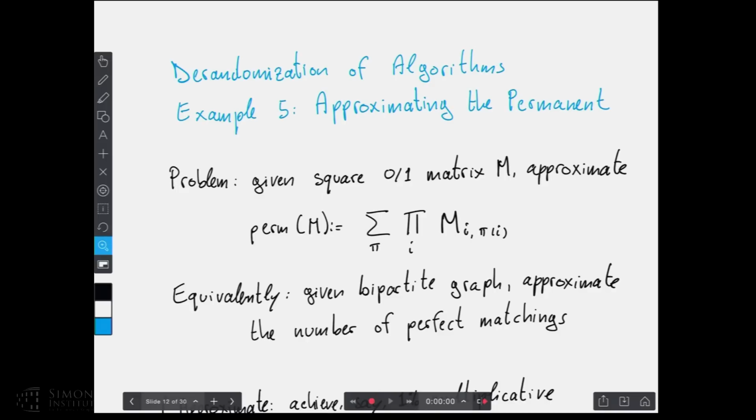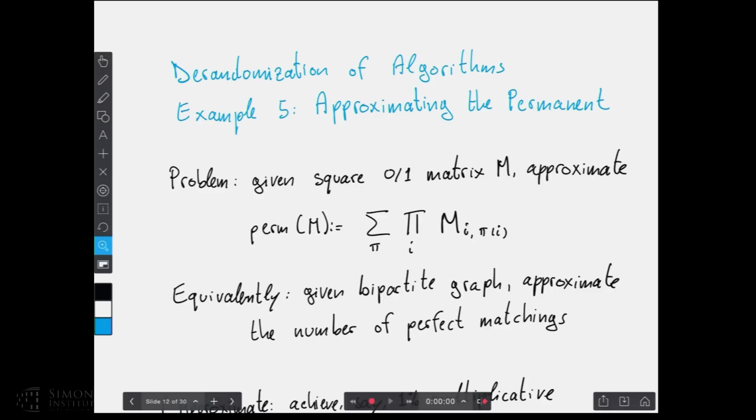Here's another problem of a somewhat different nature. It has 2 equivalent formulations. Maybe you can read the first one. Given a 0-1 matrix, compute the permanent. The permanent is like the determinant, but there are no signs, just sums over all permutations, these permuted diagonals. It's equivalent to say, given a bipartite undirected graph, compute the number of perfect matchings.